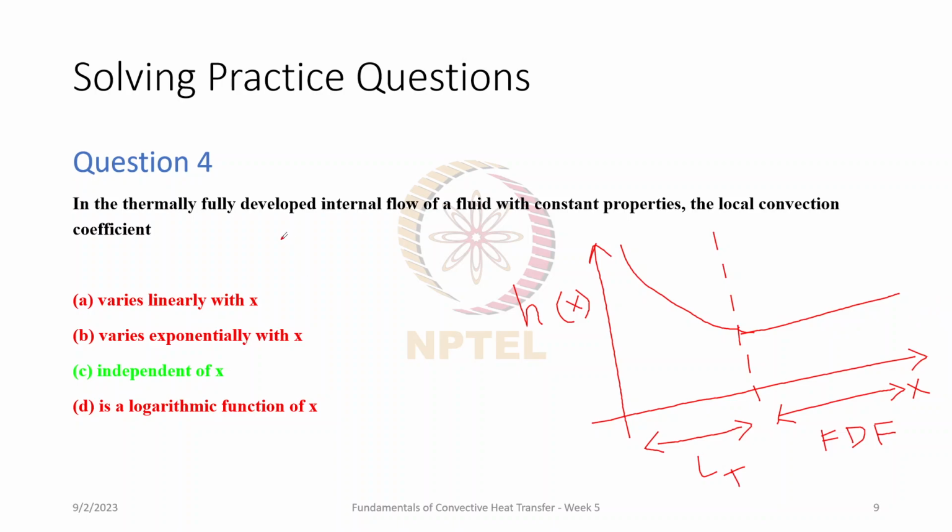So as the question asked, in the thermally fully developed internal flow, what happens to the local convection coefficient? Since it becomes constant, it becomes independent of x. That's why option C is correct. And this is true for all kinds of boundary conditions. It might be isothermal or constant heat flux, or it could be anything else as well. But once it becomes fully developed, it becomes independent of x. It does not change.